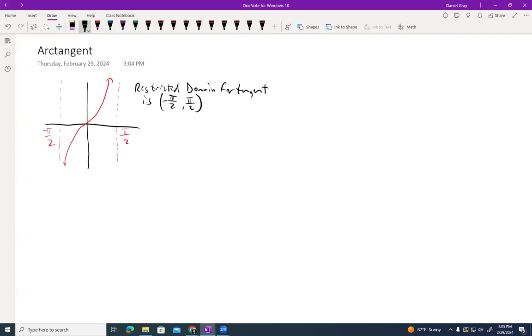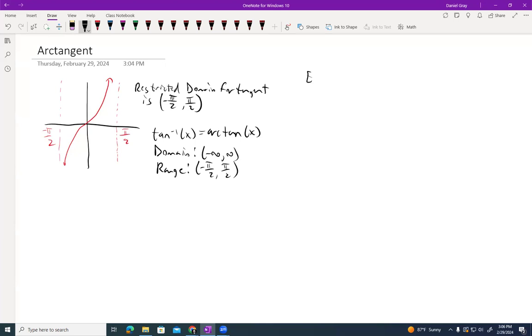So that means when we define our inverse function, tangent inverse of x, which I'm going to call arctangent of x, then our domain will be the range of tangent, which is all real numbers. That's really cool, right? We get all real numbers from the range of tangent. So that's going to be the domain of arctangent. And then the range of arctangent will be the same as the restricted domain for tangent, which is the open interval from negative pi over 2 to pi over 2.